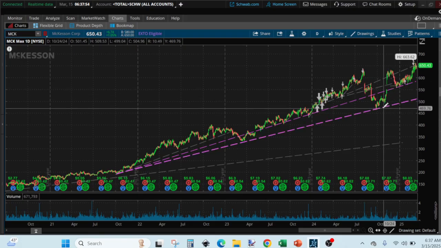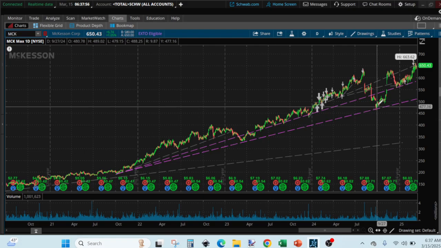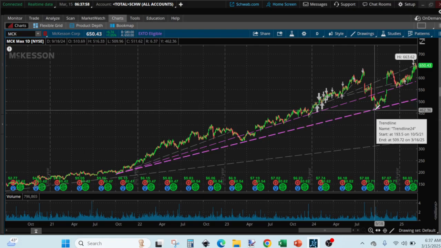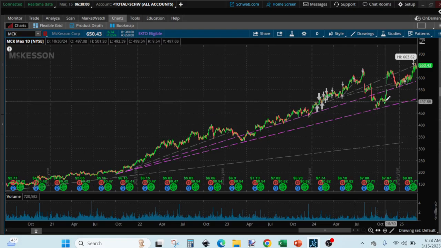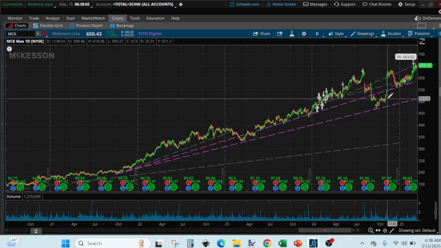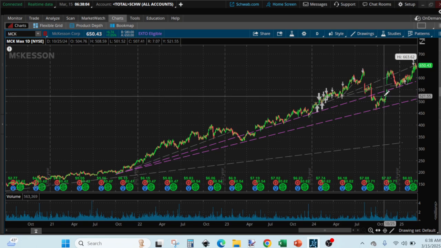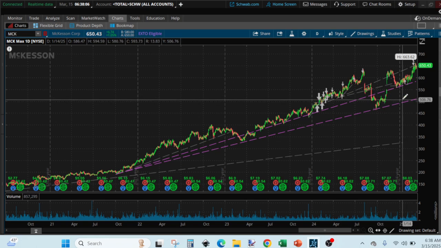This low is higher than this one, it's higher than this one, it's higher than this one. So when you start having higher lows, about 2 or so, you'll buy at the first or second green bar that follows a pullback.